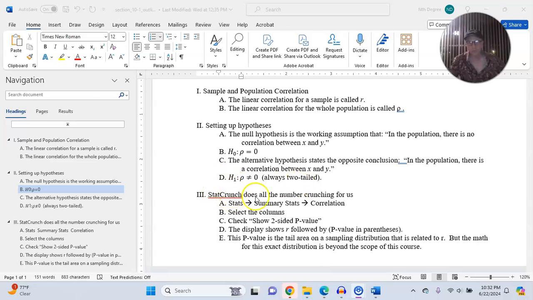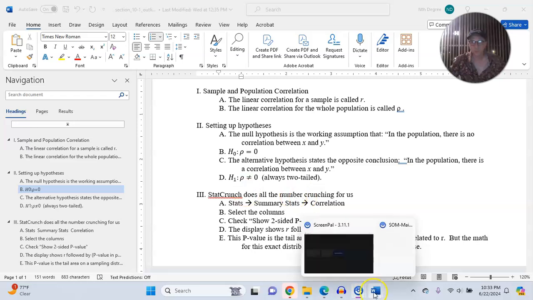Now that being said, StatCrunch will do all the number crunching for us, and we're going to run through an example in just a moment. It's going to show us both r and the p-value. So let's take a peek.